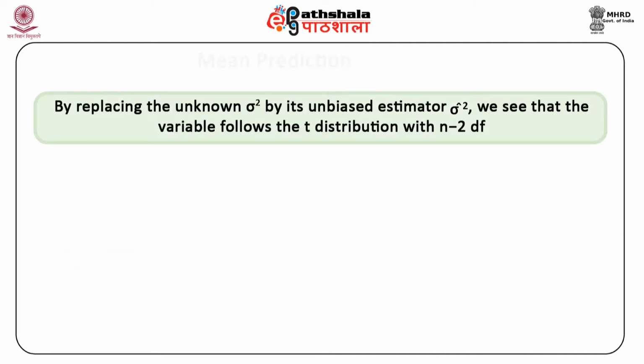By replacing the unknown sigma square by its unbiased estimator sigma hat square, we see that the variable follows the t-distribution with n-2 degrees of freedom. The t-distribution can therefore be used to derive confidence intervals for the true expected value of y0 given x0 and to test hypotheses about it in the usual manner.